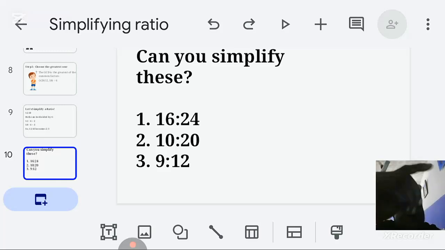Okay, can you simplify these? Let's try. Let me test you. Let me see if you can do this. Simplify 16 to 24. Also simplify 10 to 20 and 9 to 12. Let me see what you've got.